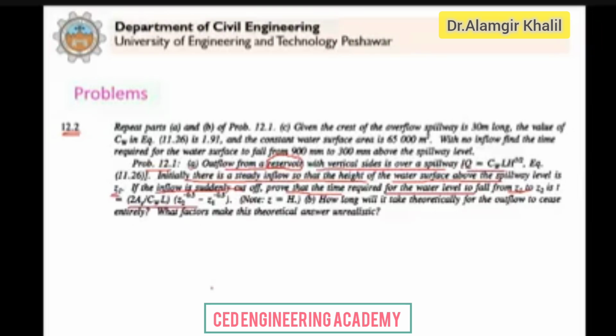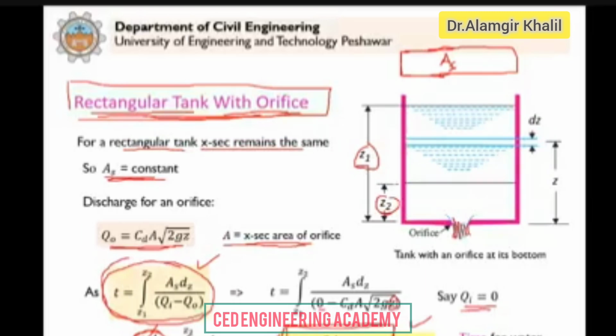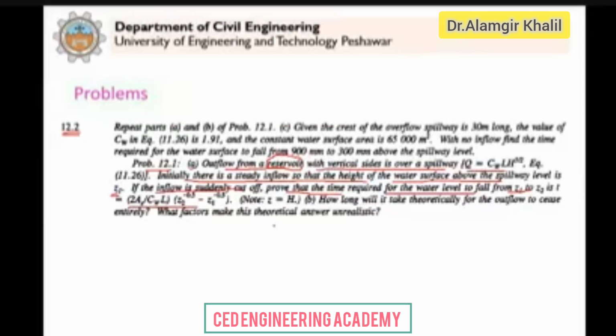How can we do it? Same way. You just need to simplify this equation, and you will get that specific equation for a reservoir with a spillway. What is part B of the question? How long will it take theoretically for outflow to cease completely? This is part B. How much time will it take for the water level to come to such a level that the outflow is stopped? And part C of the question is given here.